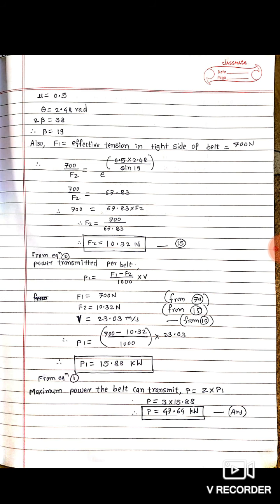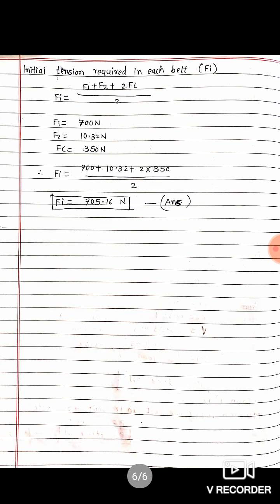Now we can easily find out the maximum power the belt can transmit, that is P is equal to number of belts, that is Z, into power transmitted per belt, that is P1. So P is equal to 3 into 15.88, and total power or maximum power the belt can transmit is equal to 47.64 kilowatts. This is our second answer.